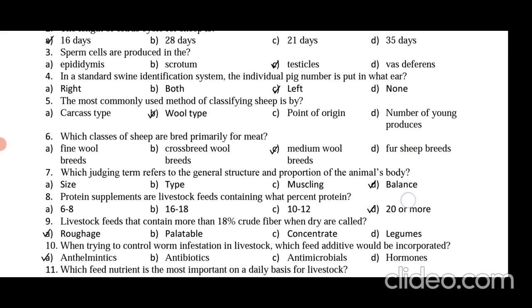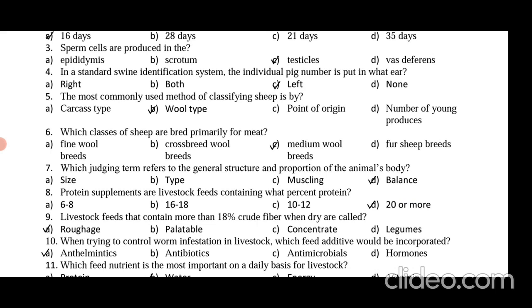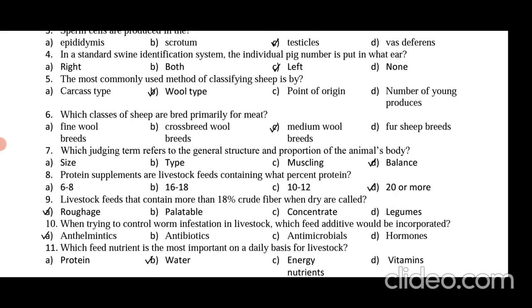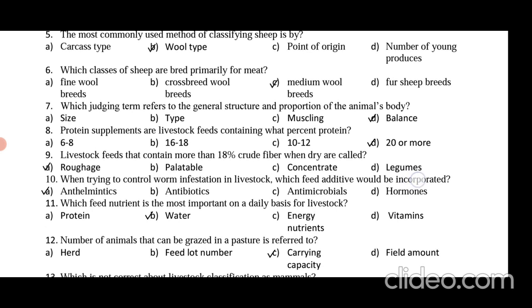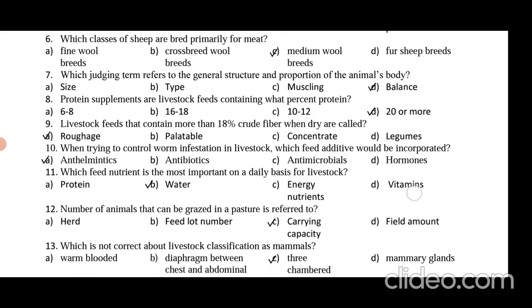When trying to control worm infestation in livestock, which feed additive would be incorporated? Anthelmintics or dewormers. Anthelmintics are used to control worm infestation. Which feed nutrient is the most important on a daily basis for livestock? Water. Water is the most important feed nutrient.